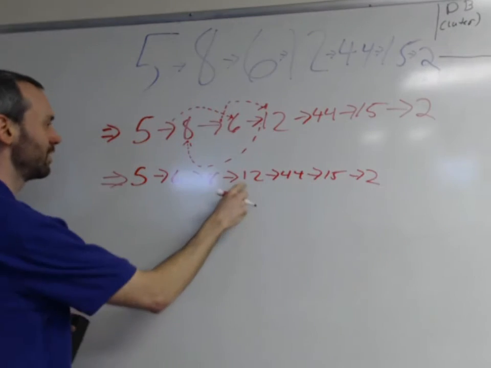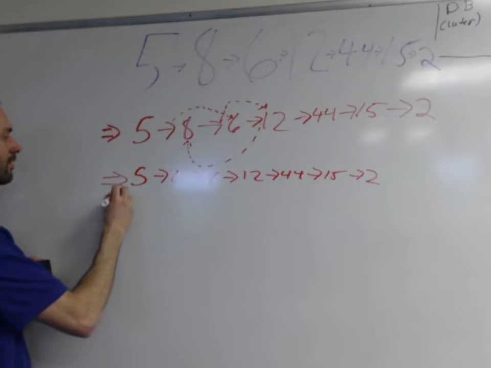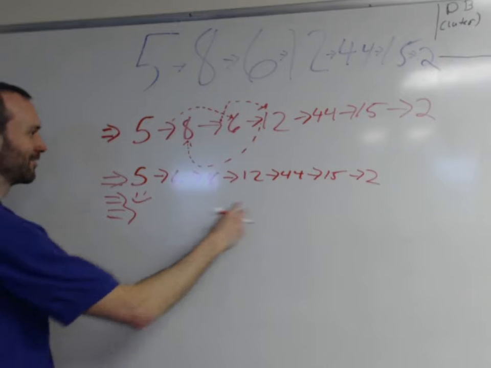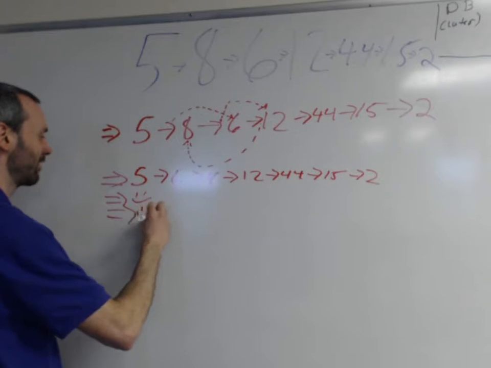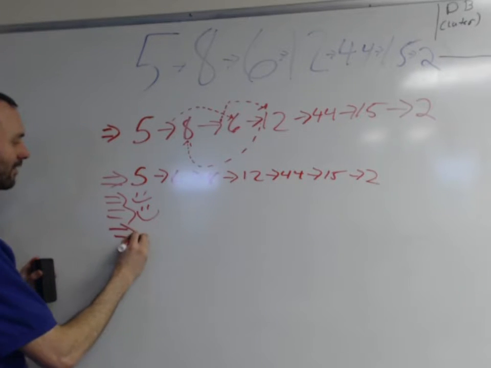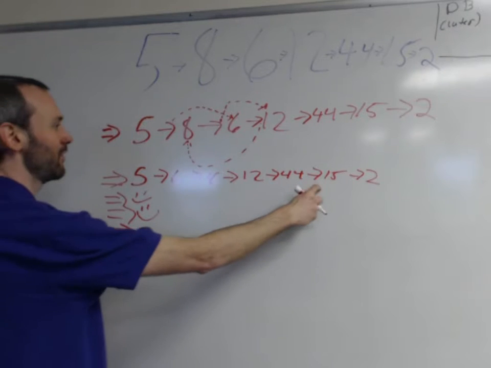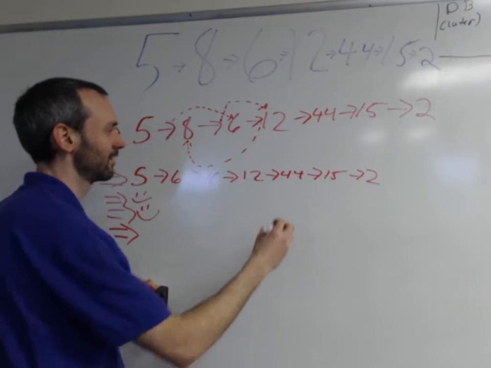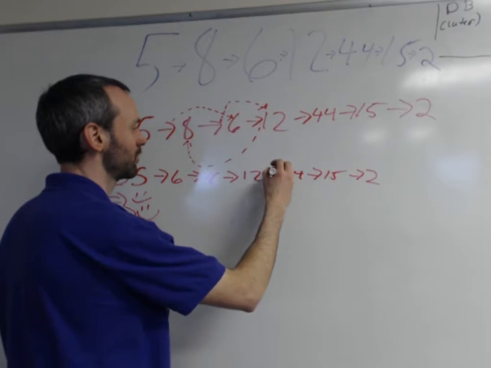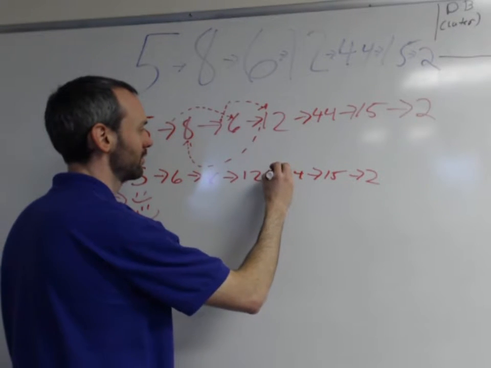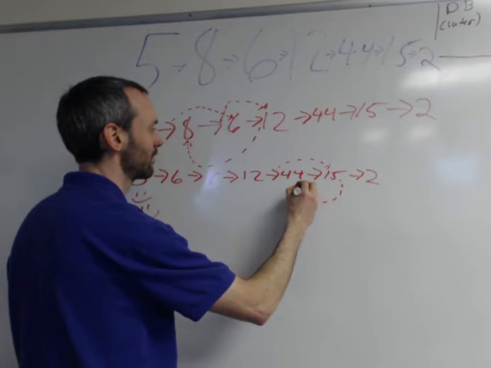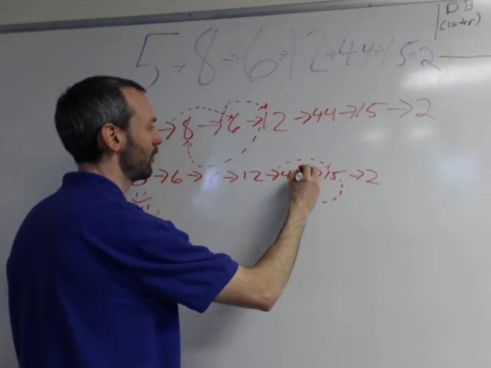All right. Do we need to do anything with 12? Do we need to do anything with the 44? No. Do we need to do anything with the 15? Yes. All right. What needs to happen there? We need to put that in between 12 and 44. So 12 should point to 15, 15 should point to 44, and the 44 should point to 2.